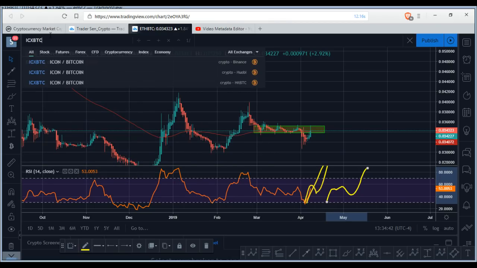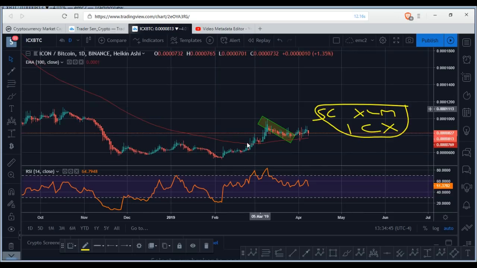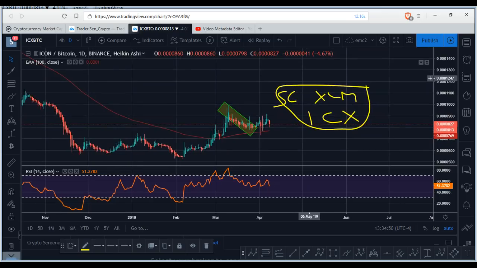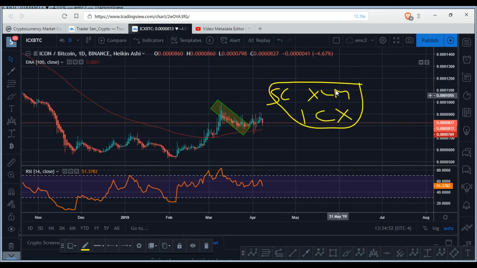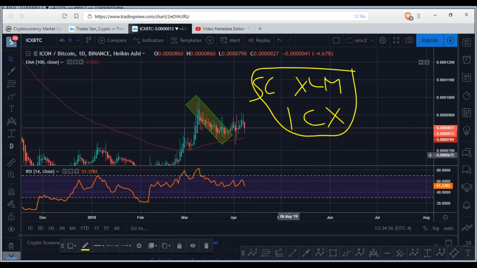ICX, and then we're gonna take a look at it later. We're gonna take a look at XRP again. Take a look at ICX, as I was talking about yesterday. ICX, XLM, and Siacoin, they got the same pattern.